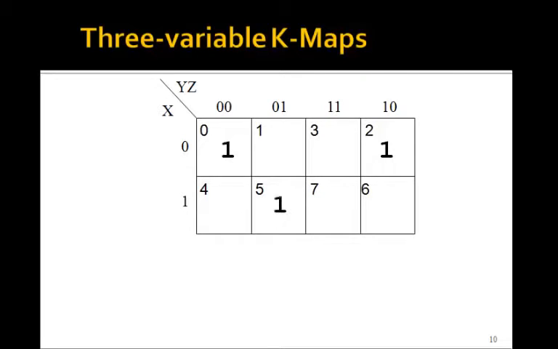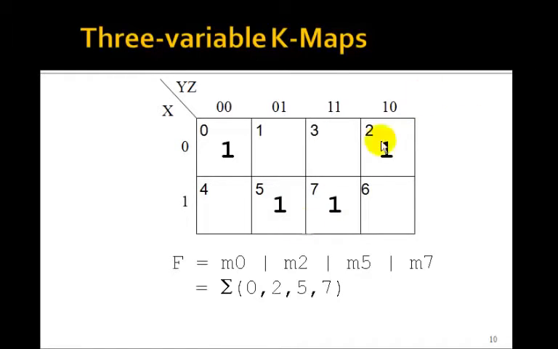So if I fill these up, say, with these, then I can just label this as minterm M0 or M2 or M5 or M7. And again, we'll use this shorthand, the sum of minterms 0, 2, 5, 7. So if I give you F equals sum of 0, 2, 5, 7, you can draw the Karnaugh map directly.